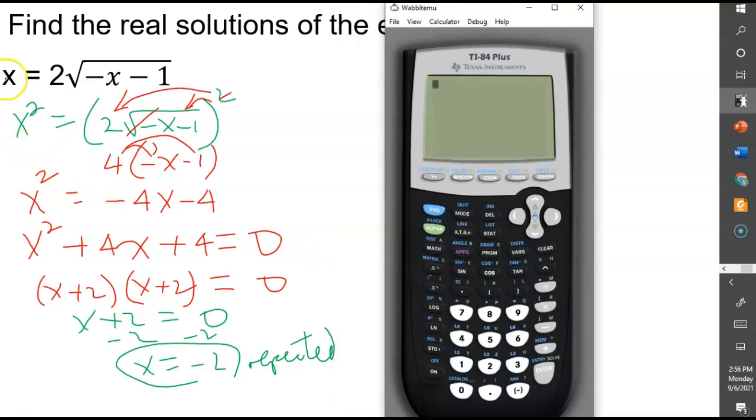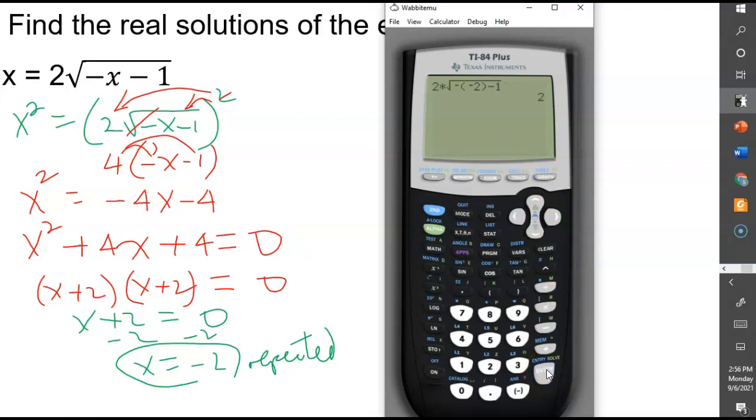So we know x is negative 2. So let's check this side and see if it equals negative 2. So 2 times the square root of negative, and we have negative 2, so I'm going to put parentheses, negative 2, and then minus 1. It's very important you type it in correctly and use the arrow to get out of the square root.